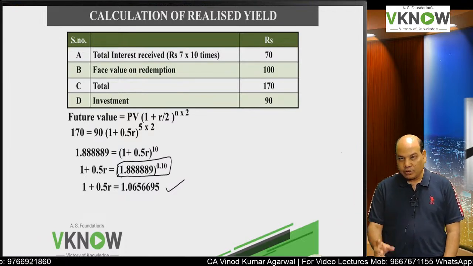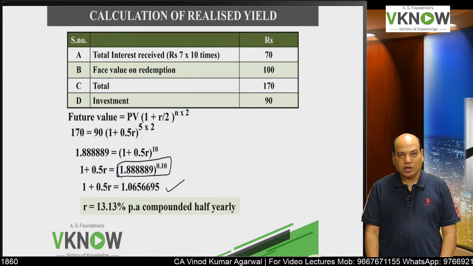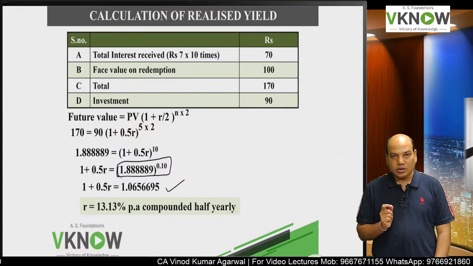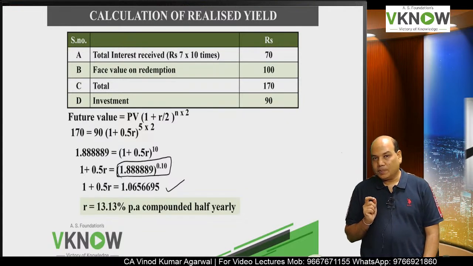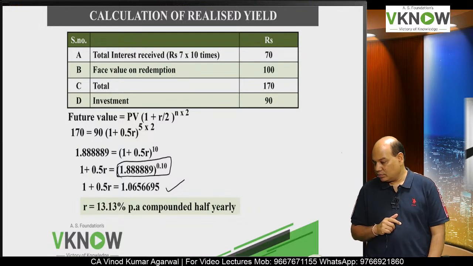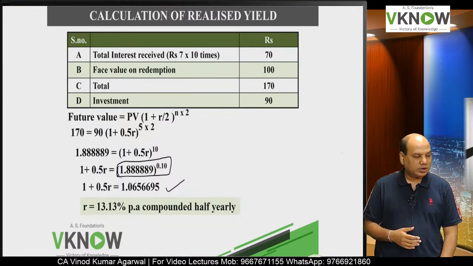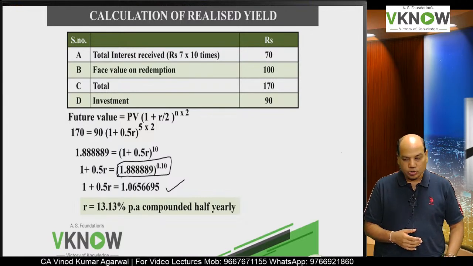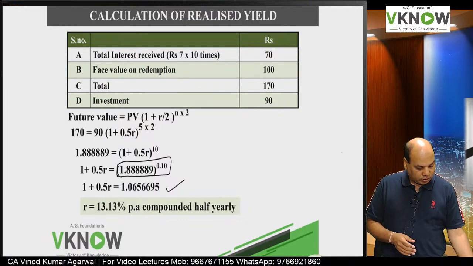And now you can just find the value of R by solving this simple equation. Your R will be equal to 13.13% per annum compounded half yearly. Yes, very good. Come on, check 13.13% is right. So that was a very good question number 55.